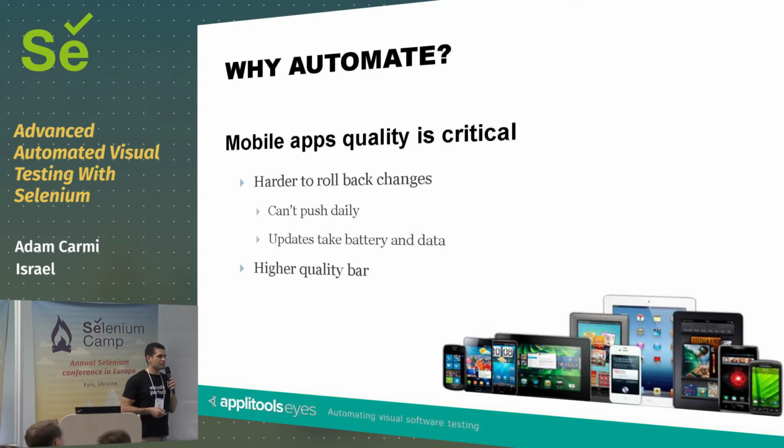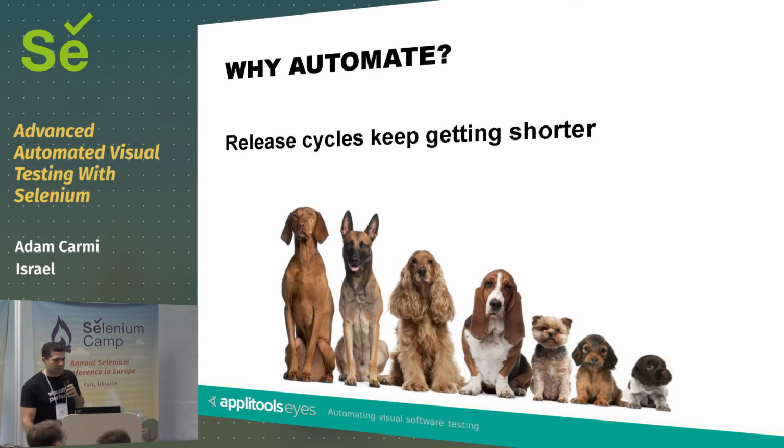And in general, there's a much higher quality bar when it comes to mobile applications, simply because mobile users are much less tolerant to UI and UX bugs. And of course, as we all know, release cycles keep getting shorter and shorter, which doesn't leave much time for testing. Companies that are practicing continuous deployment today release code to production several times a day. And with such short release cycles, there is hardly any time to do any type of manual testing, let alone making sure that your app looks right on so many execution environments.